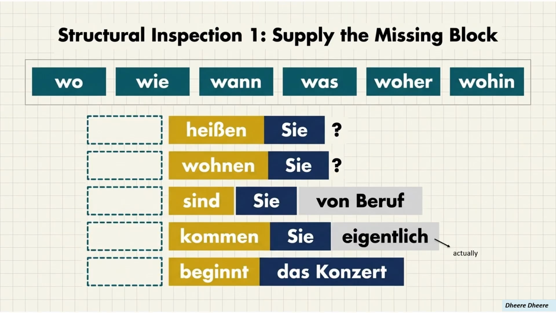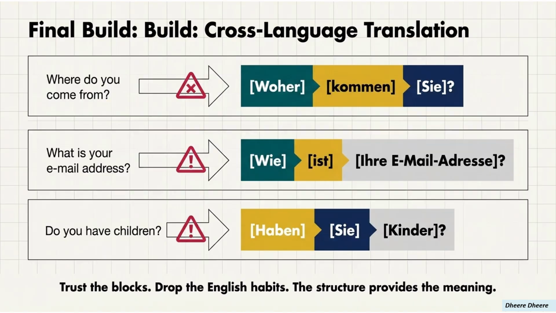So here we have a quiz for testing your knowledge of the W words or the question words. Wie heißen Sie? Which means what is your name? Wo wohnen Sie? Which means where do you live? Was sind Sie von Beruf? Which means what do you do for a living? Woher kommen Sie eigentlich? Which means where do you come from? Wann beginnt das Konzert? Which means when does the concert begin?